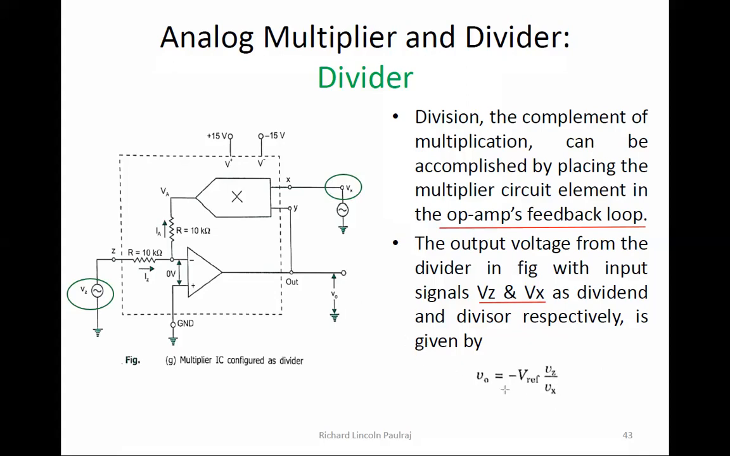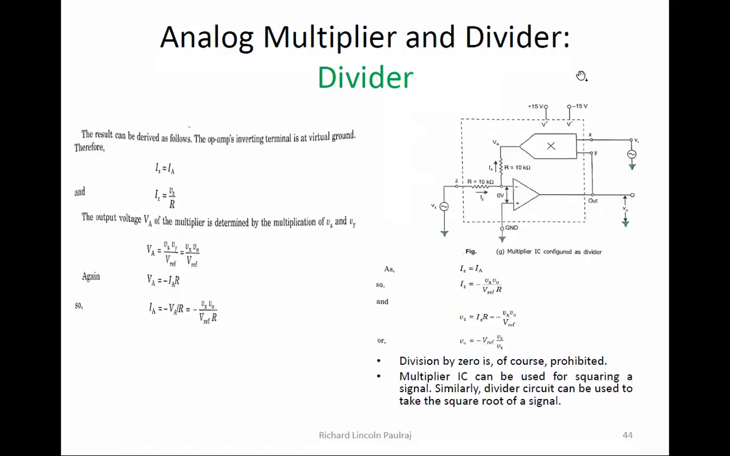So as we all know, output is equal to minus. Why is it minus? Because I have it here getting connected to the minus terminal, isn't it? Vz divided by Vx. So this is also an important formula that you can remember. V0 is equal to minus V reference Vz by Vx. So yeah, this is one of the applications of multiplier. And now let us look into the equations, right?